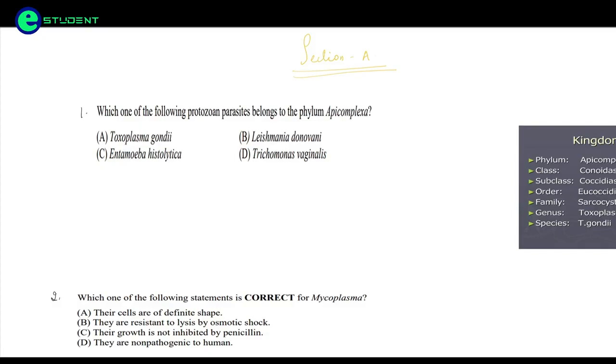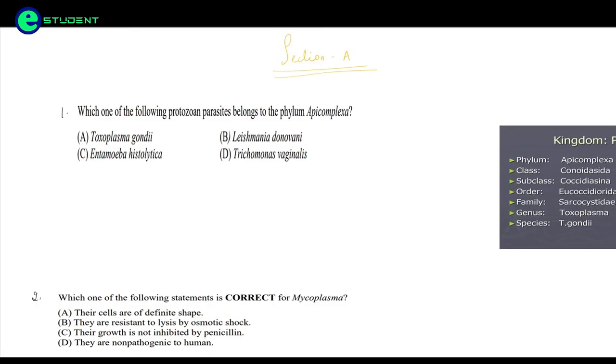So the first question, which one of the following protozoan parasites belongs to the phylum Apicomplexa? Toxoplasma gondii, Leishmania donovani, Entamoeba histolytica, Trichomonas vaginalis. So friends, we know that all of these four are protozoans, but they are asking which one of the protozoan parasites belongs to the phylum Apicomplexa.